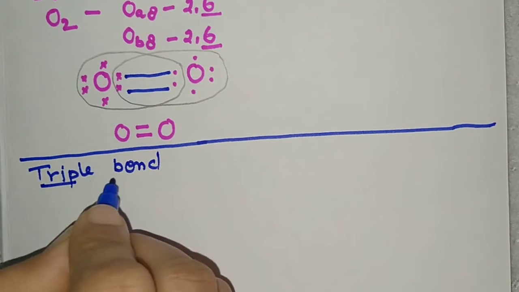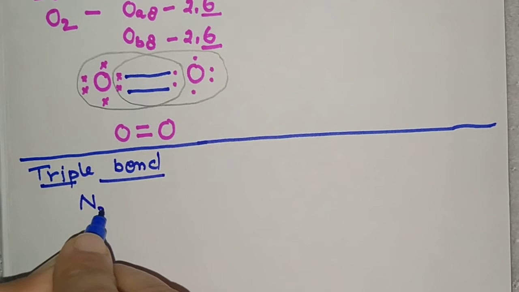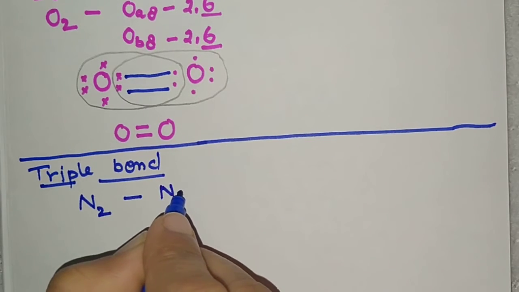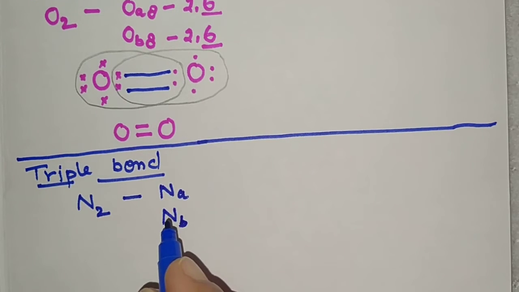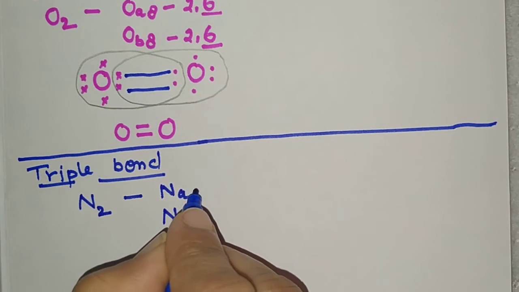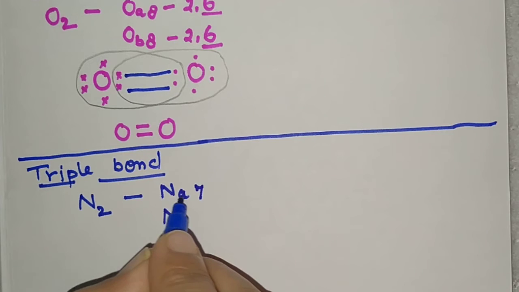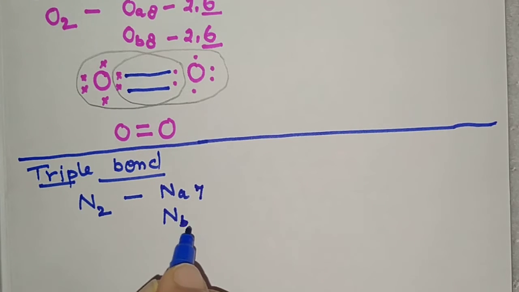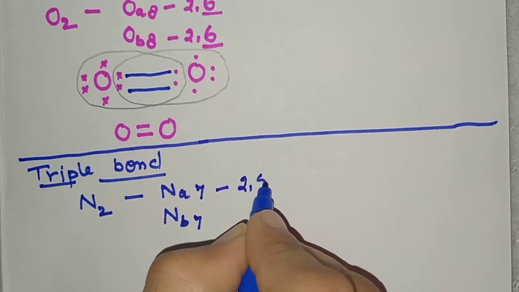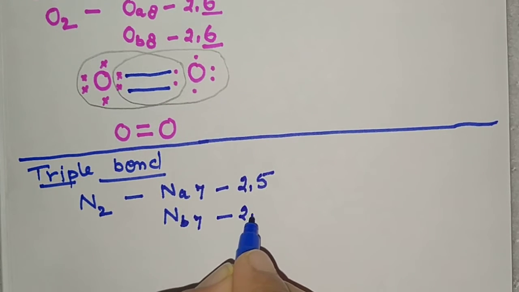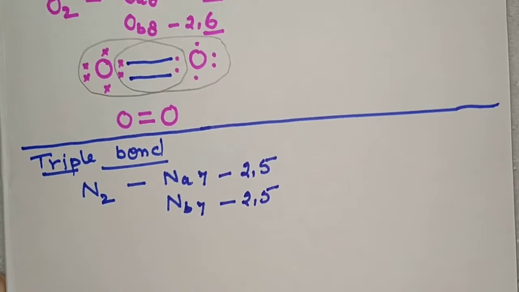And here we are taking example nitrogen molecule. Because both nitrogen atoms are similar, therefore we are putting here A and B just for distinction. Nitrogen atomic number is 7. Same is here. The configuration is 2 and 5. Same is here, 2 and 5. Now how to draw a structure?